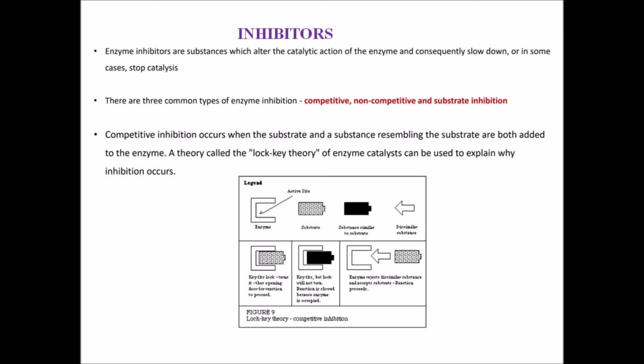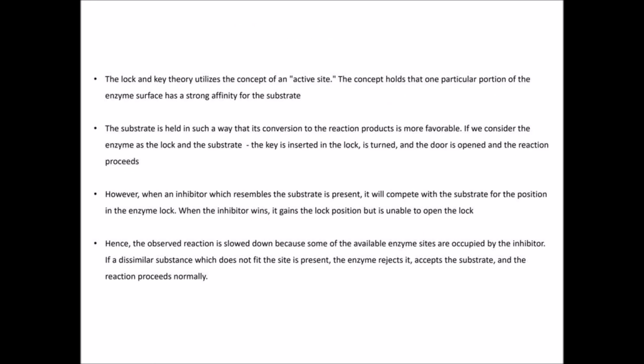Competitive inhibition occurs when the substrate and a substance resembling the substrate are both added to the enzyme. A theory called the lock and key theory of enzyme catalysis can be used to explain why inhibition occurs. It is given diagrammatically in this figure. When an inhibitor resembling the substrate is present, it will compete with the substrate for the position in the enzyme lock. When the inhibitor wins, it gains the lock position but is unable to open the lock.